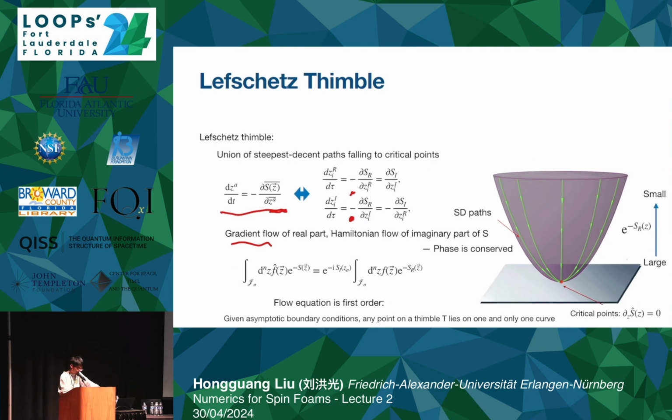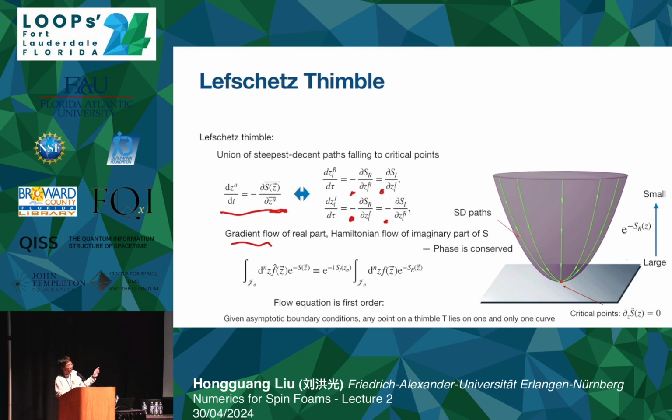Why is it a Hamiltonian flow? Here is plus, here is minus. So the real part of z and the imaginary part of z are like conjugate pairs, which originate from the imaginary part of the action. So it's a Hamiltonian flow. The Hamiltonian flow means this S_I, which is the imaginary part of the action, is a conserved quantity. So it doesn't change along the flow. So this is exactly our idea.